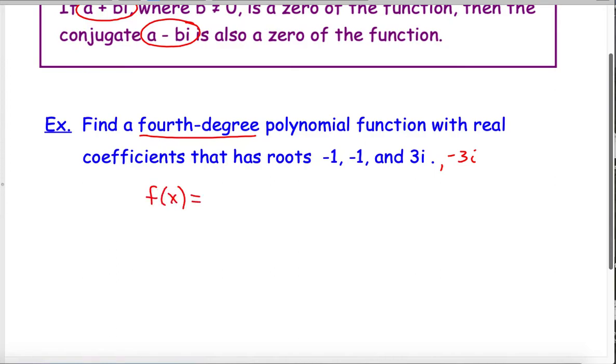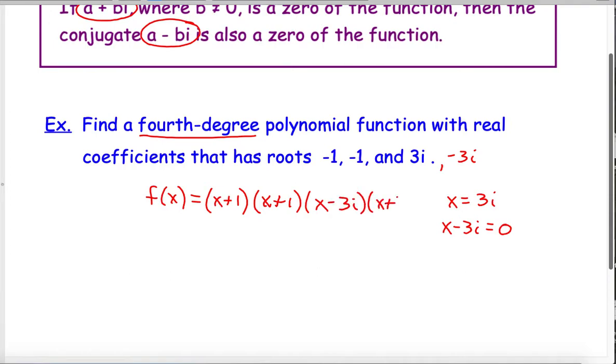If x equals -1, that means that x plus 1 equals 0. So one of my factors is x plus 1. And then -1 is another 0, so another x plus 1. And then 3i, and let me write this over here. So if x is equal to 3i, then that means x minus 3i is equal to 0. So that's another factor. And then x plus 3i. So there's my 4th degree polynomial.